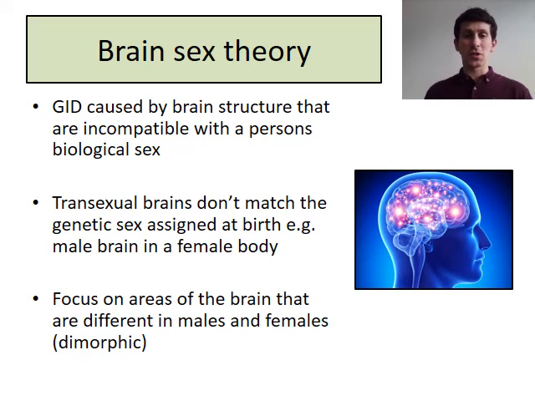And what this theory focuses on are those parts of the brain that are different in men and women. If you remember a previous video, or the very first video we looked at in gender, we looked at how the different connections in males' and females' brains differ. That's part of this theory. The male brain and the female brain are programmed and wired differently. And it might be that gender identity disorder is caused by having different brain structures, the brain structure for the other sex.